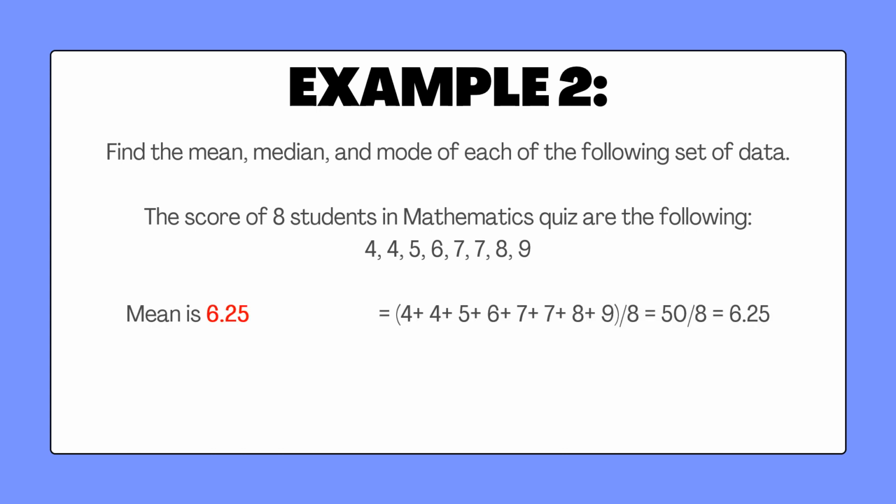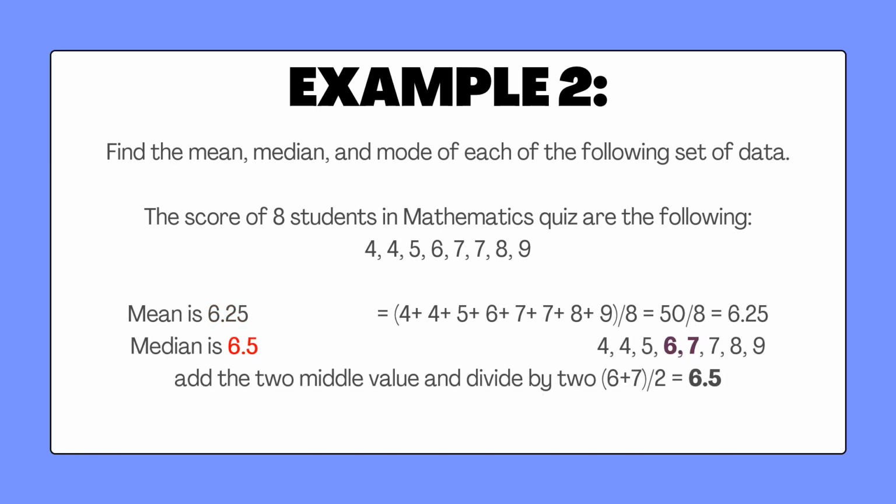To find the mean, or average, we add up all the numbers and then divide by the total count of numbers. Mean equals the sum of 4 plus 4 plus 5 plus 6 plus 7 plus 7 plus 8 plus 9, divided by 8. Equals 50 divided by 8. Equals 6.25. So the mean is 6.25.